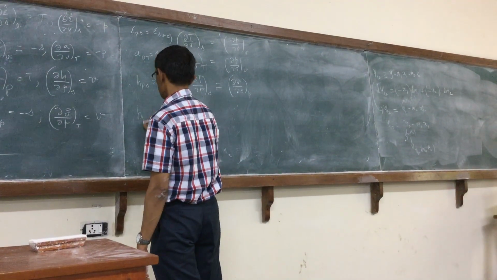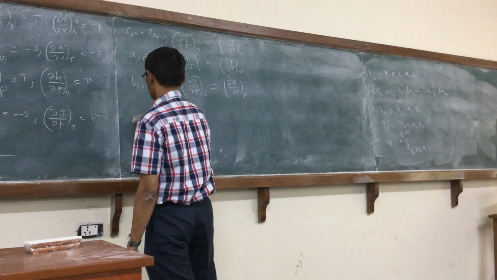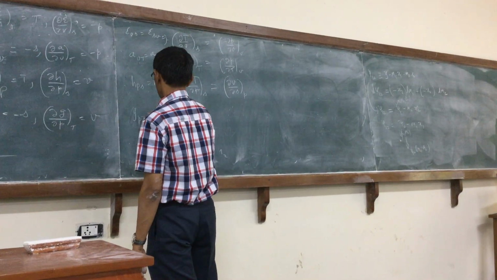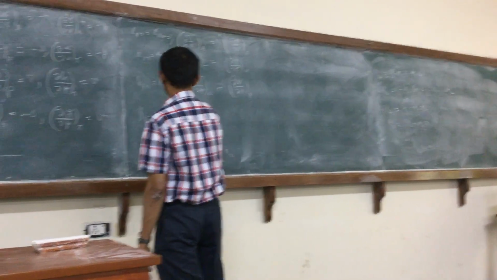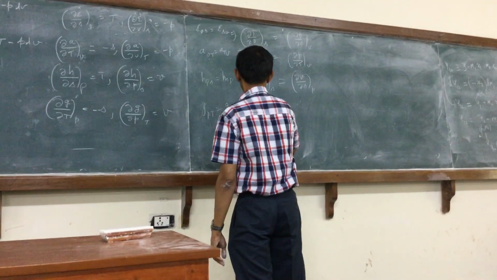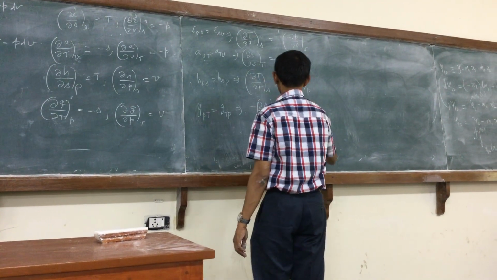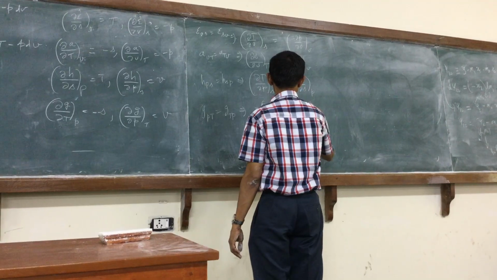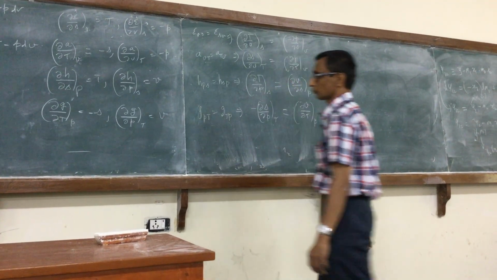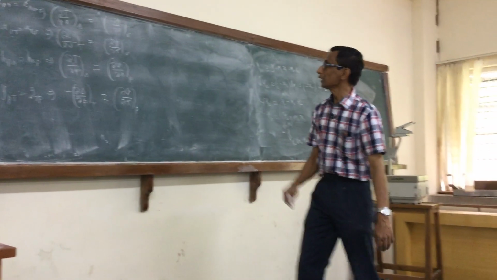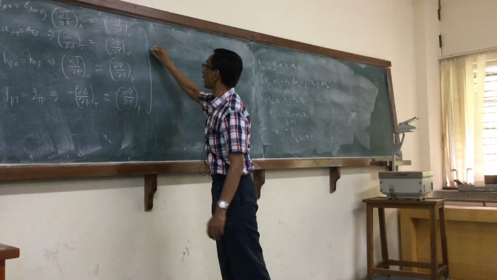And then the fourth is G_TP is equal to G_PT, which implies that minus dS by dP at T is dV by dT at P. These are what are known as the Maxwell relations.